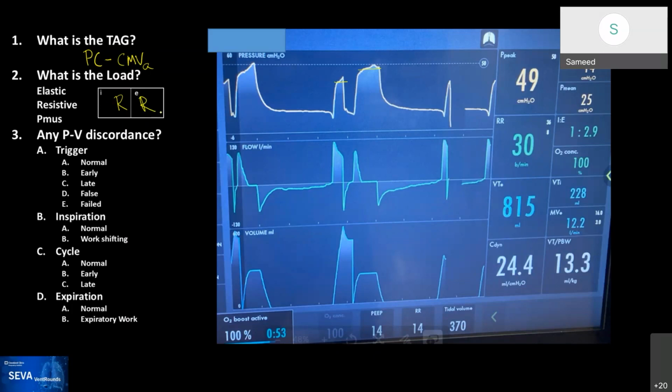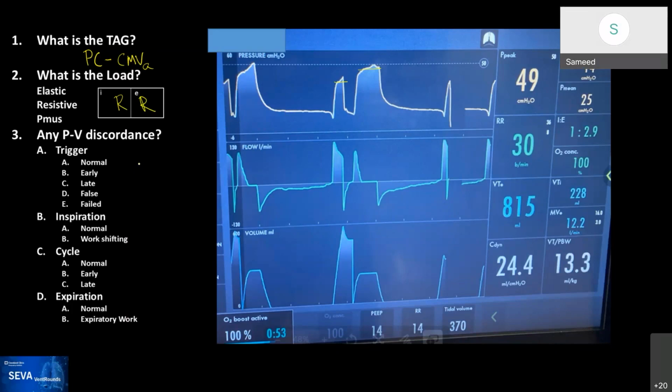Now, can you help me clarify where the triggered breaths are? Are all the breaths patient triggered? Because I have no color expression on my screen. All of them. I think there is a pressure trigger. That's what's happening.